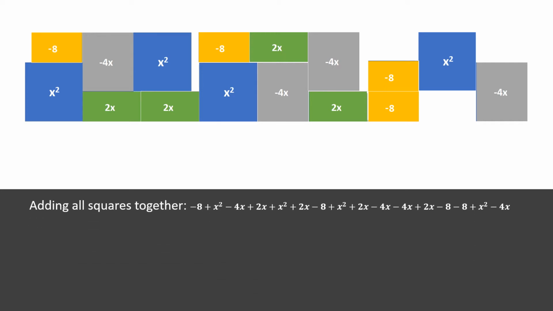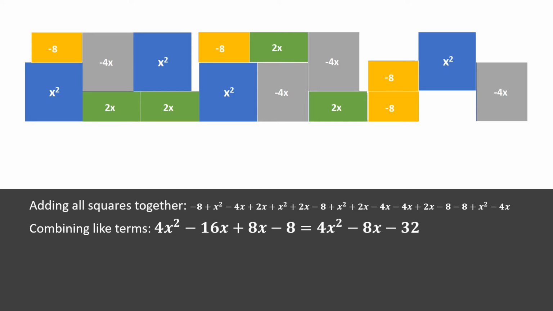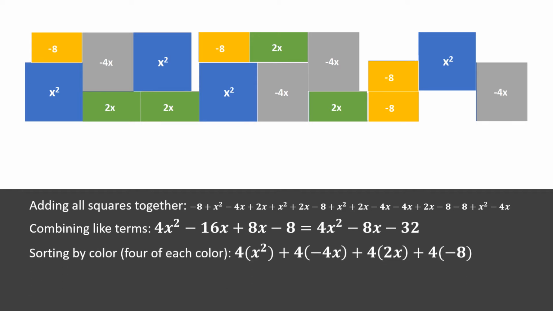So you add all the squares together, and you'll get this giant expression. You might have a different order, but it's the same idea. Just add all of them together, and then if you simplify it, combine the like terms, you get 4x squared minus 16x plus 8x minus 8. If you combine those middle two terms, you get 4x squared minus 8x minus 32. So that's the area of the whole puzzle.